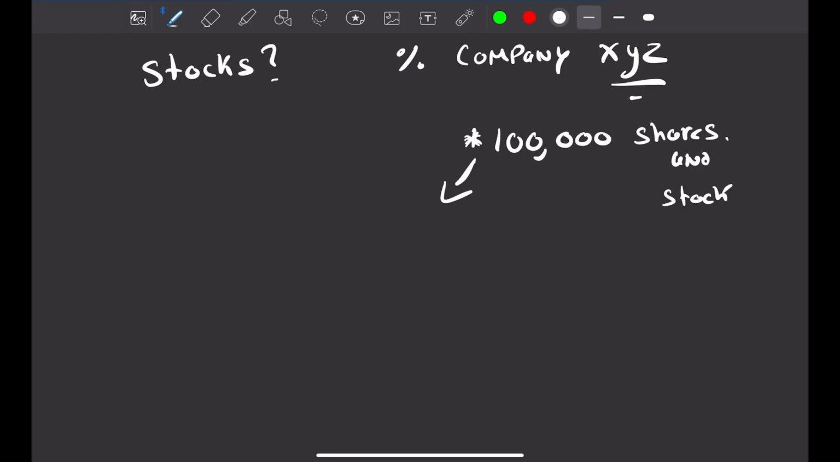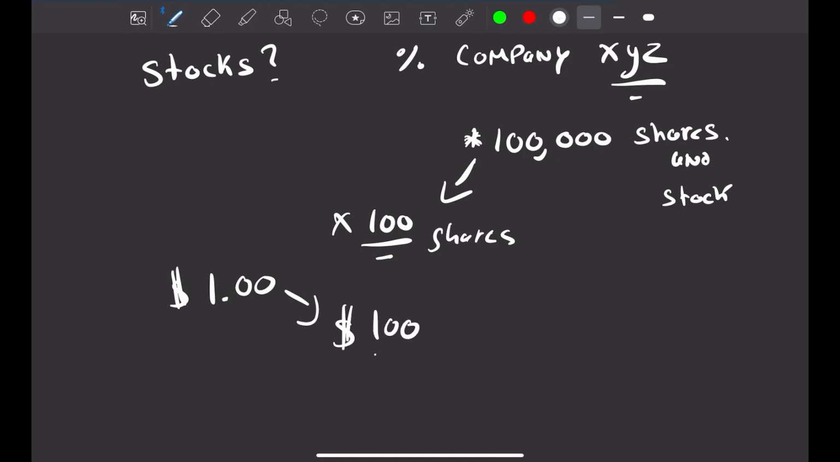So you can buy 100 shares of this stock, and let's say each stock is $1. So 100 shares, and you bought them for $1 each. So in total, $100 is what you spent. And then let's just say these shares go up in value to 150. So you made a $50 profit.